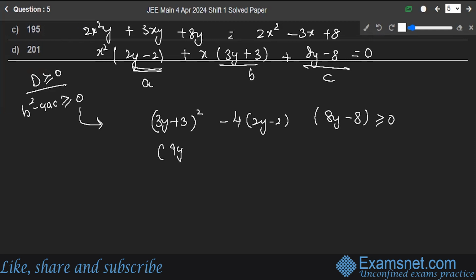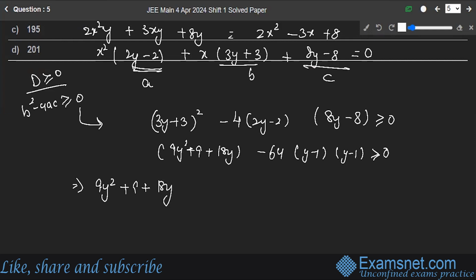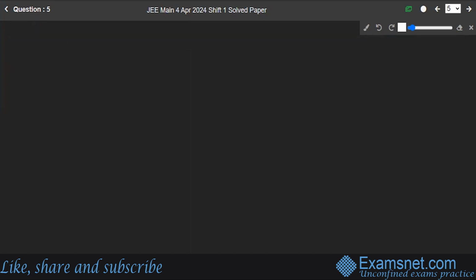This is 9y squared plus 9 plus 18y minus 64 times (y minus 1) squared, greater than or equal to 0. So 9y squared plus 9 plus 18y minus 64, times (y squared plus 1 minus 2y), greater than or equal to 0.